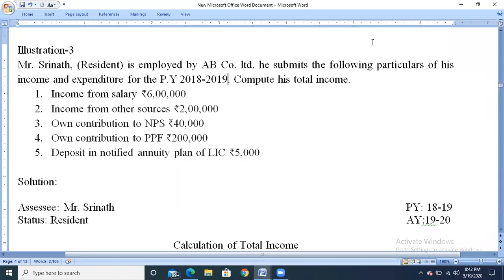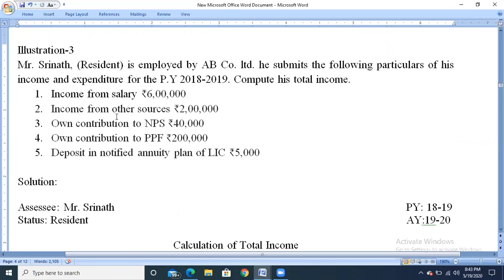Next problem, problem 3. Mr. Srinath, resident, is employed by ABC Company Limited. He submits the following particulars of his income and expenditure for the previous year 18-19. Compute his total income. So again, they have asked to calculate the total income. The first one, income from salary, they have given directly. So take 6 lakh rupees as income from salary.